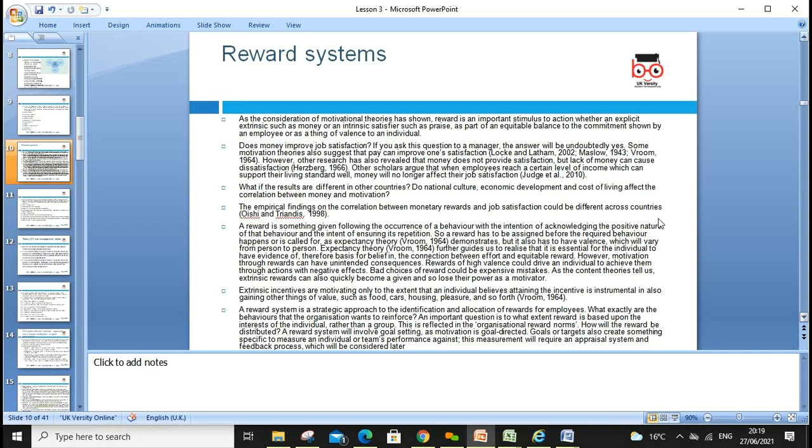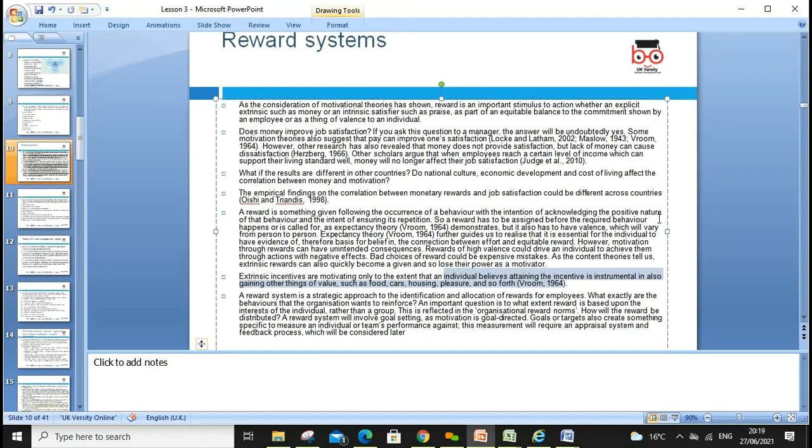What is the result in other countries? National culture, economic development, and cost of living are all factors that affect it. The correlation between monetary reward and job satisfaction could be different across countries, and reward is sometimes given following the occurrence of the behavior and intention. Thus, we can look at intrinsic reward, incentive, or motivation as only extending to the individual's belief to attain the incentive. So the reward system is a strategic approach, and the allocation of reward needs to be identified and implemented.